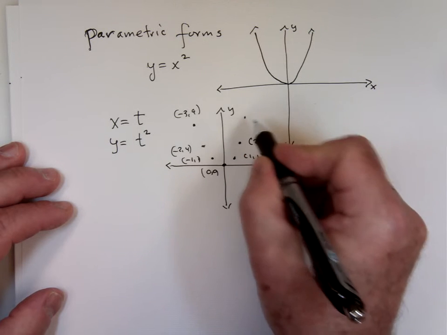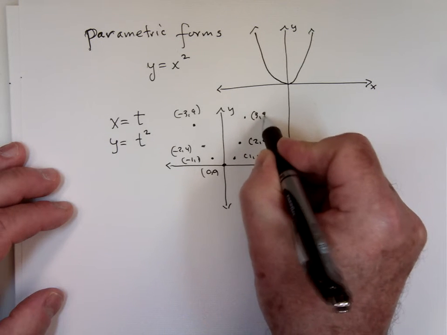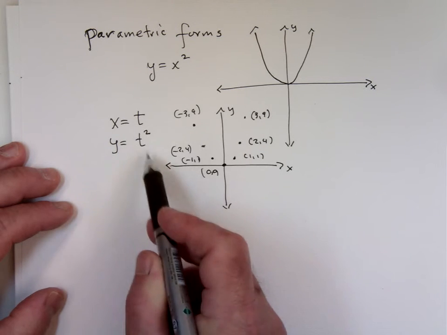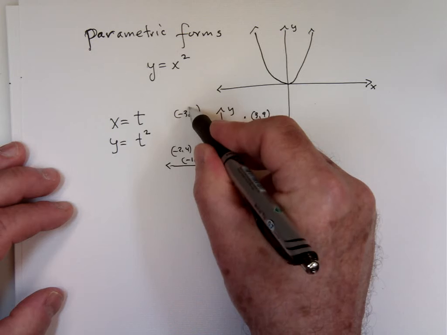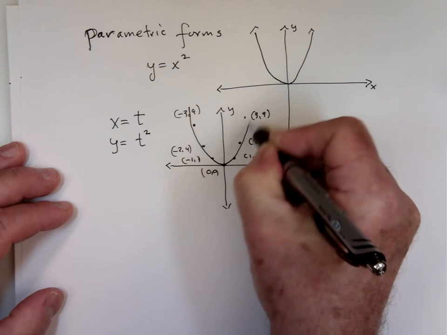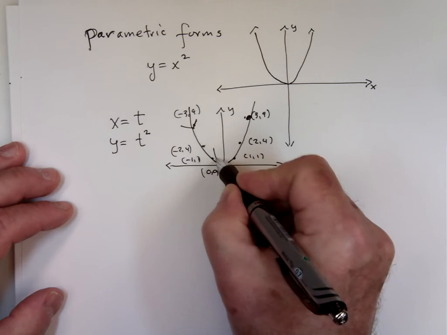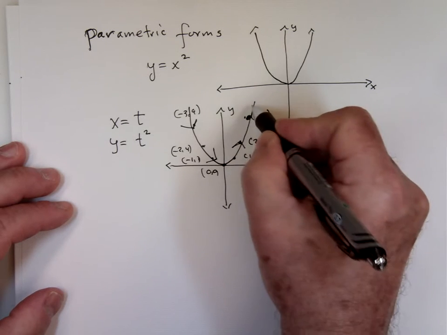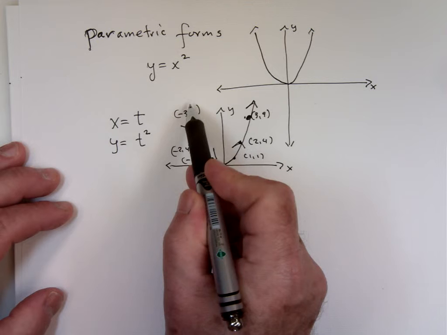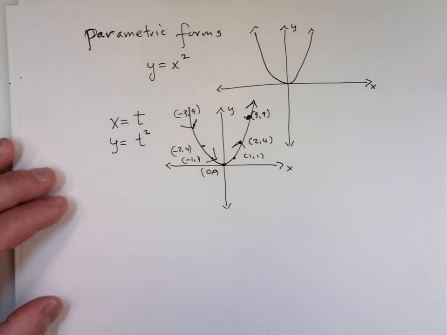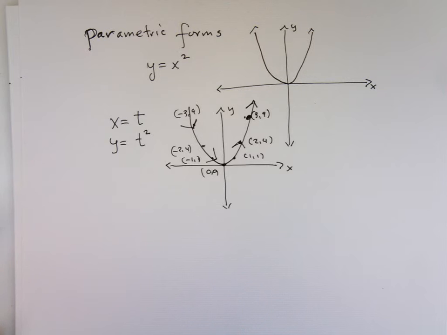And I might as well complete it. 3 for t gives us x equals 3 and y equals 9. We'll get this parabola all right, but there's an orientation. As we increase the parameter, a particle following this path would start here in the upper left, move down, and go to the upper right. That's its orientation, left to right orientation.